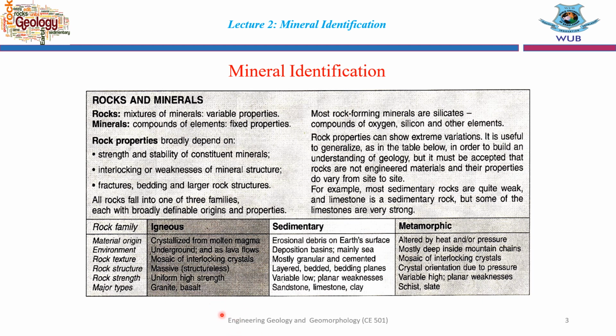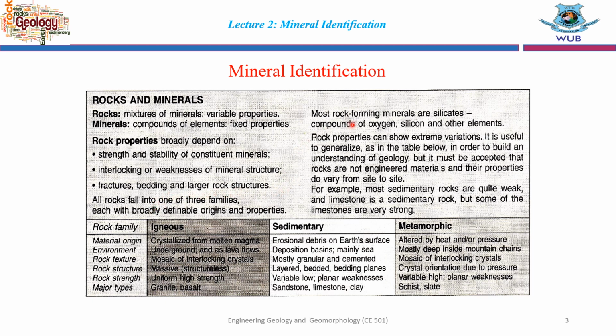Besides the essential chemical composition and the crystal structure, the description of a mineral species usually includes common physical properties such as habit, hardness, luster, color, streak, tenacity, cleavage, fracture, like this. In this lecture, you see here the rock properties broadly depend on strength and stability of constituent materials, interlocking and weakness of mineral structure, fracture, bedding and larger rock structure.